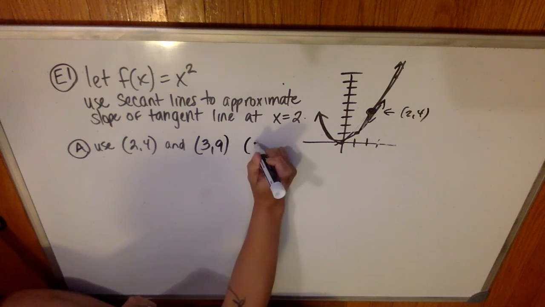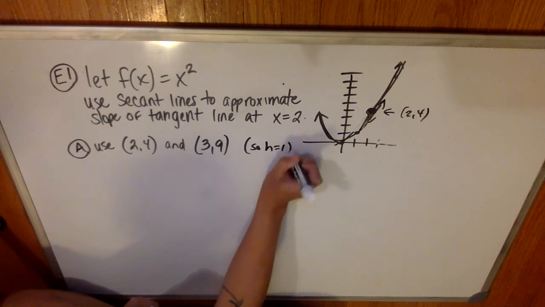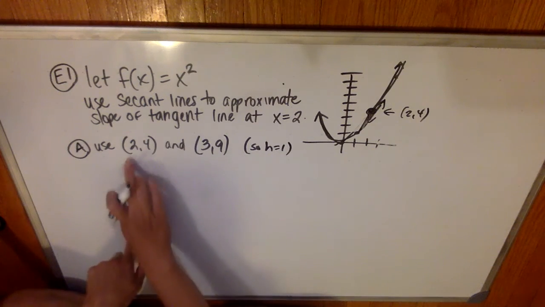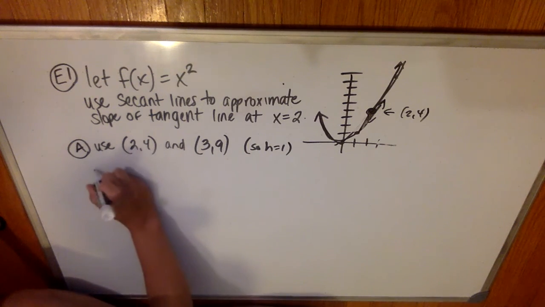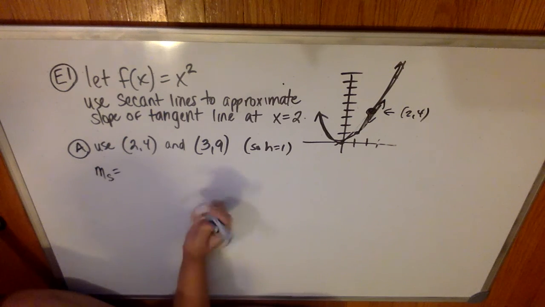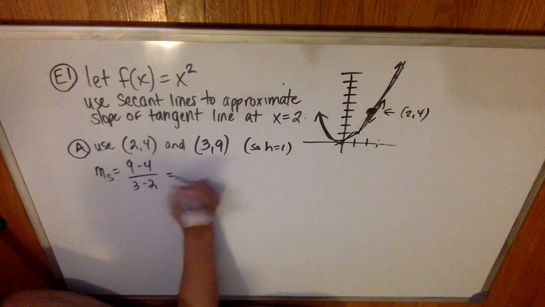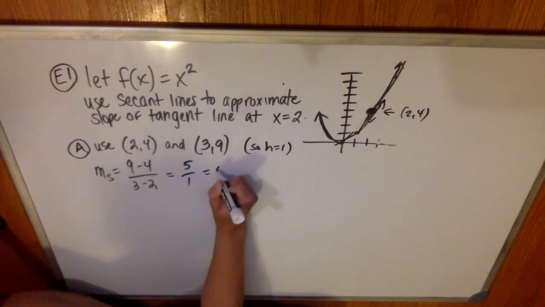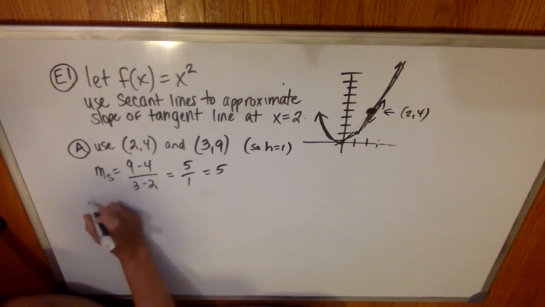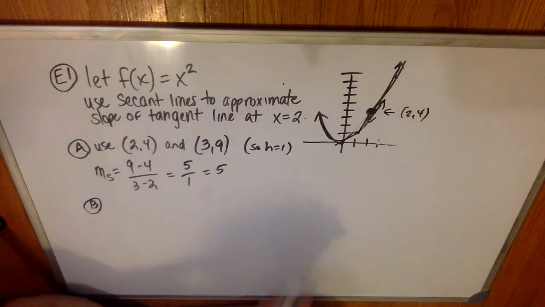So just to be clear, h was 1, right? To get from 2 to 3, it was 2 plus 1 gives me 3, right? So my secant slope would be y minus the y value over x minus the x value, right? So I get 5 over 1, which is a slope of 5, right? Now, if I get slightly closer together, I should get a slightly better estimate, right?